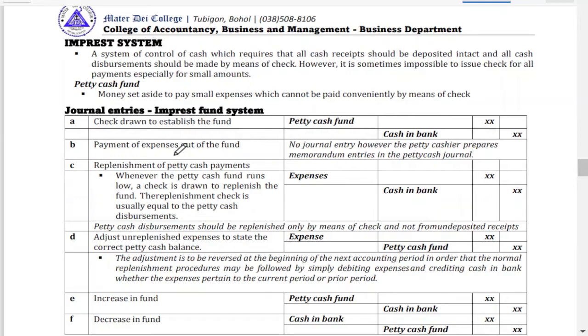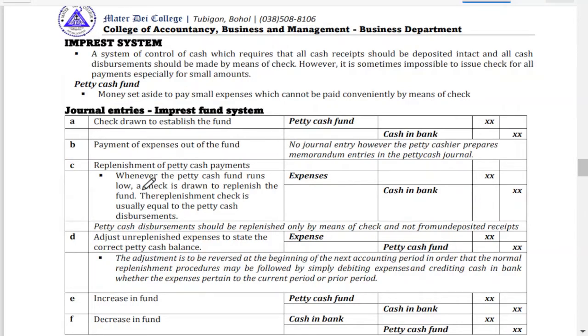If you're going to pay expenses out of the fund, so meaning yung pag meron tayong babayaran, tapos kukunin natin yung money from the petty cash fund, wala siyang journal entry, but there would be memorandum entries in the petty cash journal. So, ilista mo dun yung mga binayaran. So, wala siyang journal entry.